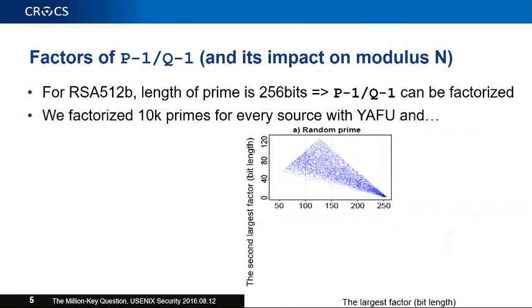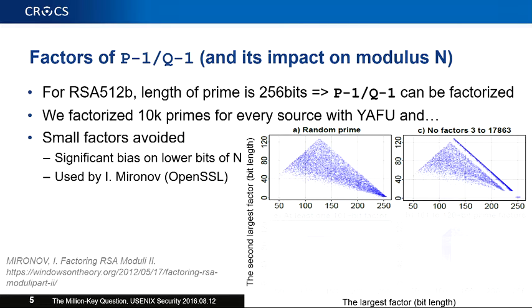And if you have completely random primes, a lot of random primes, you should see a distribution like this one. Okay? This is expected for completely random primes. But instead, what we saw for some libraries was something like this, some gaps there. And it turns out that some libraries avoid small factors in this P-1 value. And this will, in turn, introduce some bias on smaller bits, on lower bits of the public modulus. And this was, in fact, used already by Ilya Mironov to attribute some weak RSA keys to the OpenSSL library before.